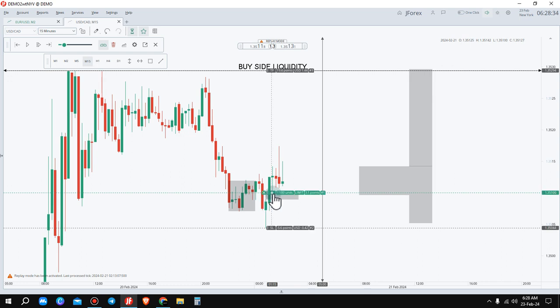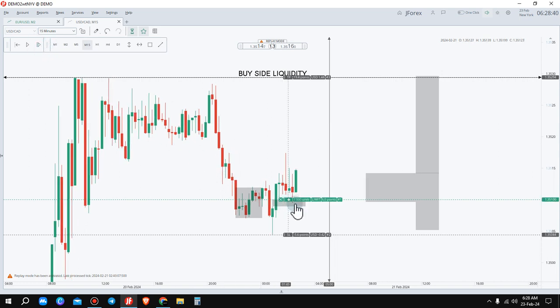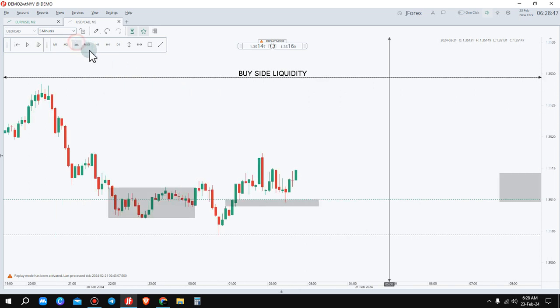That fair value gap is what you are going to use as your entry. So let's move price forward. Price taps into the fair value gap and then rises again. So when you see this kind of movement, you can choose the 5 minutes to search for another entry.